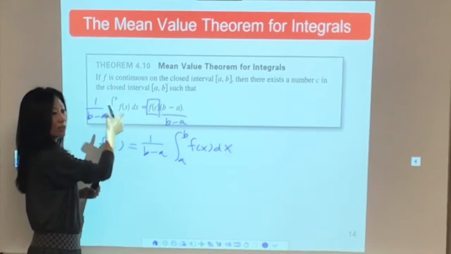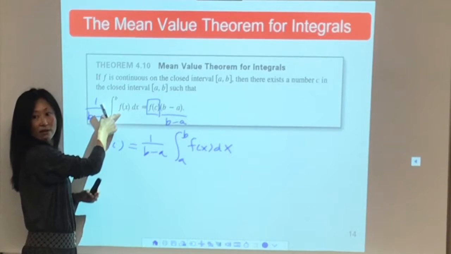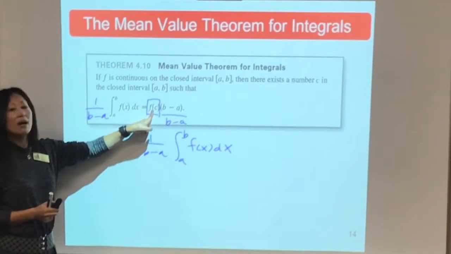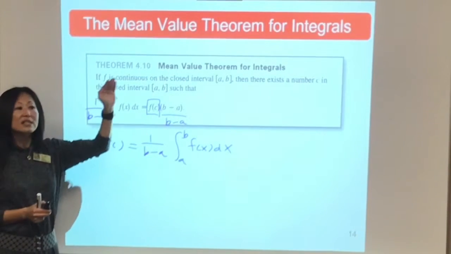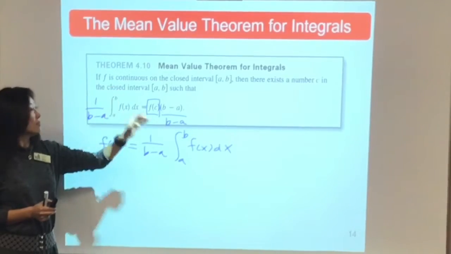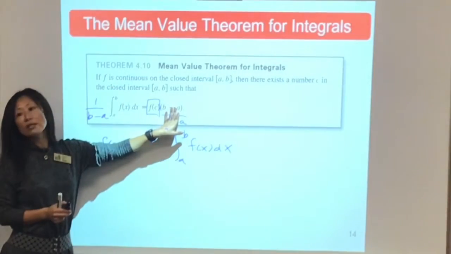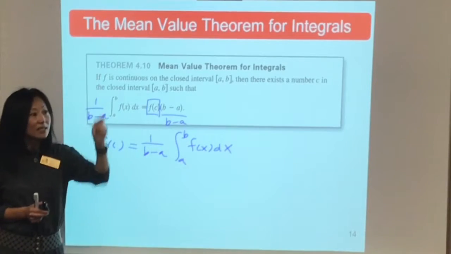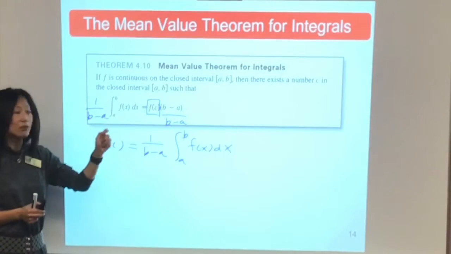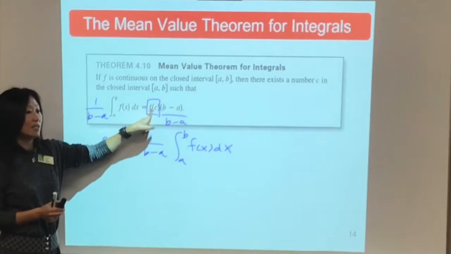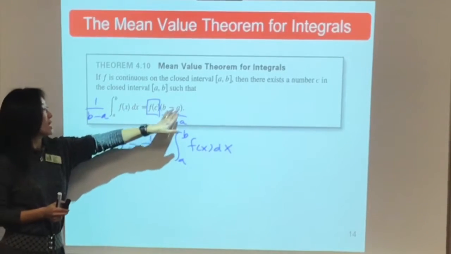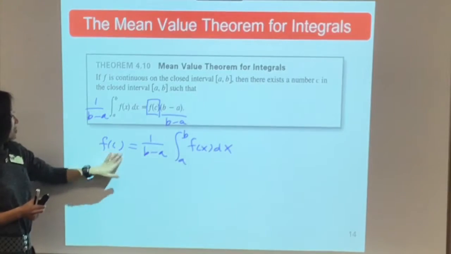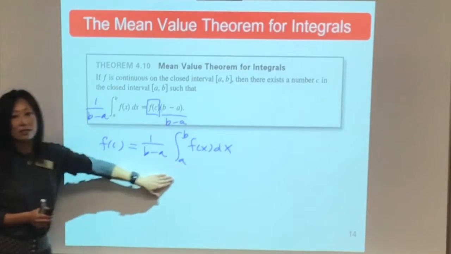This is a rectangle, and this is some curve. But I said I need to know exactly where my average height is. I know what my width is, I don't really care, but I need to know specifically where my average height is. Are you with me, class? In that case, just like solving for this, I need to divide by b minus a and b minus a. Then you get f of c is equal to this expression.